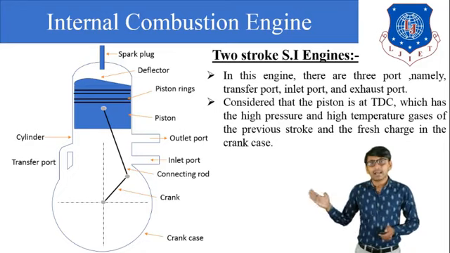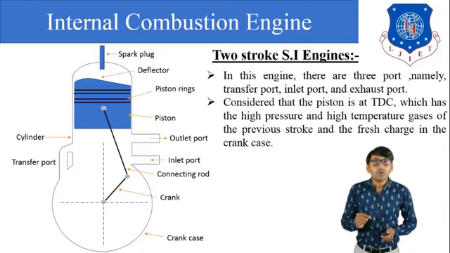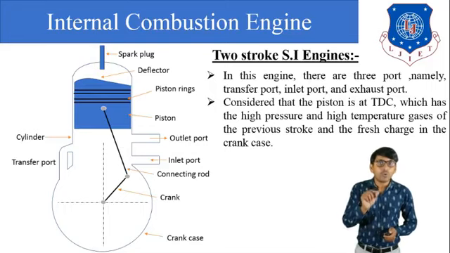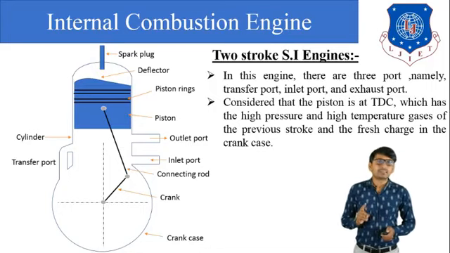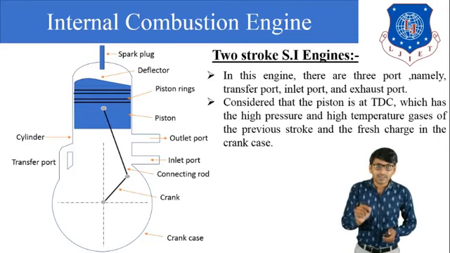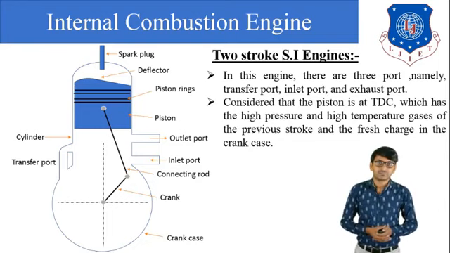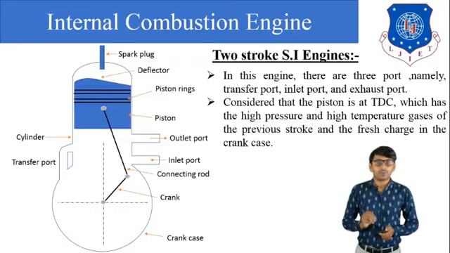And in this diagram, there is a deflector on the piston. And what is the function of the piston ring? The piston ring provides a tight connection between piston and cylinder, so there is no leakage of gas from the upper side to the lower side. So a piston ring is always provided on the piston. Now in the two-stroke petrol engine, there are three ports: inlet port, outlet port and transfer port.